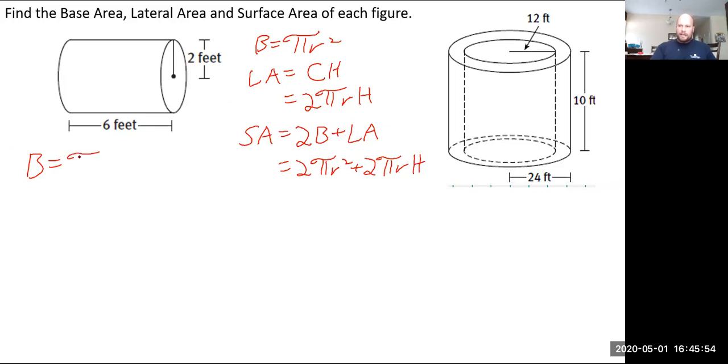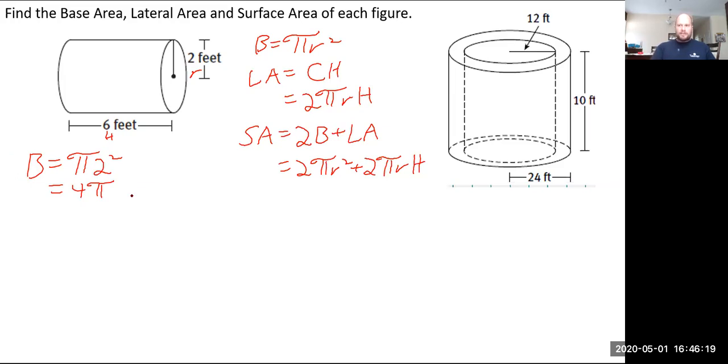We have pi, and the radius is given to us, it's 2. This is our radius here. This 6 will be our height. So pi times 2 squared. 2 squared is 4. Our answer is 4 pi. We can leave it in terms of pi. If we wanted to change it into something that's not in terms of pi, then you'd be multiplying by 3.14. But for this, leave it in terms of pi.